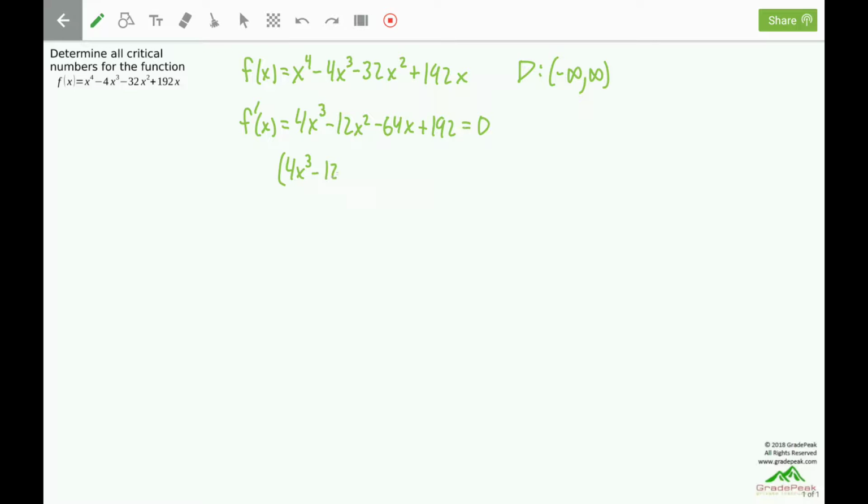We will group together the 4x cubed and the negative 12x squared, as well as the negative 64x and the positive 192. For the first grouping, there is a common factor of a 4 and an x squared, which will leave an x and a minus 3.